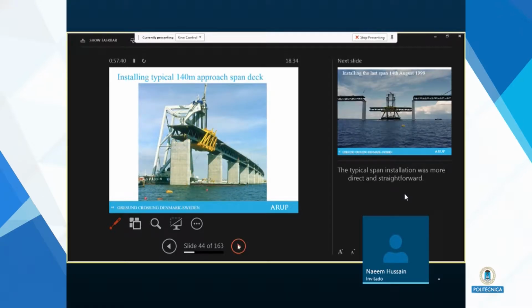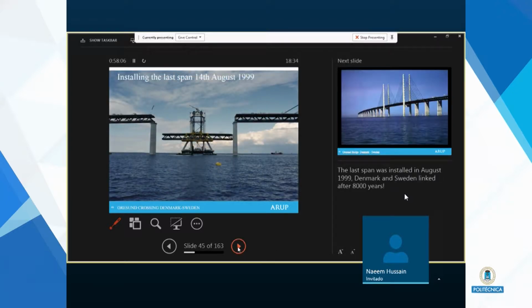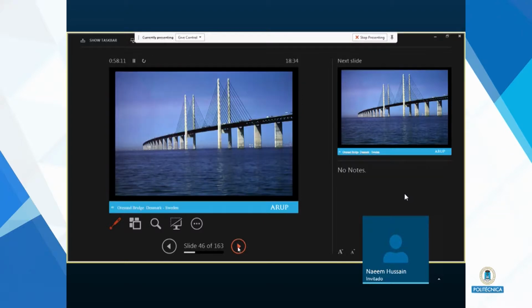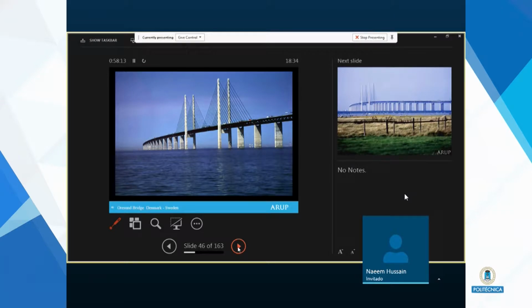And here you can also see a 140-meter span being put into position by this floating crane. The design of this is driven by construction method, by railway requirements, and by trying to provide the least obstruction to the water flow. And this shows the last span being erected on 14th of August 1990. So that's the finished job.